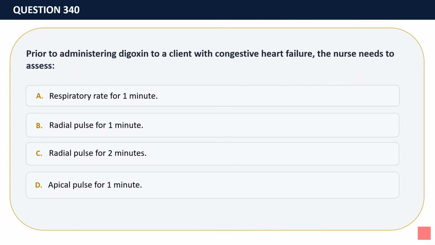Question 340. Prior to administering digoxin to a client with congestive heart failure, the nurse needs to assess: A. Respiratory rate for 1 minute. B. Radial pulse for 1 minute. C. Radial pulse for 2 minutes. D. Apical pulse for 1 minute.